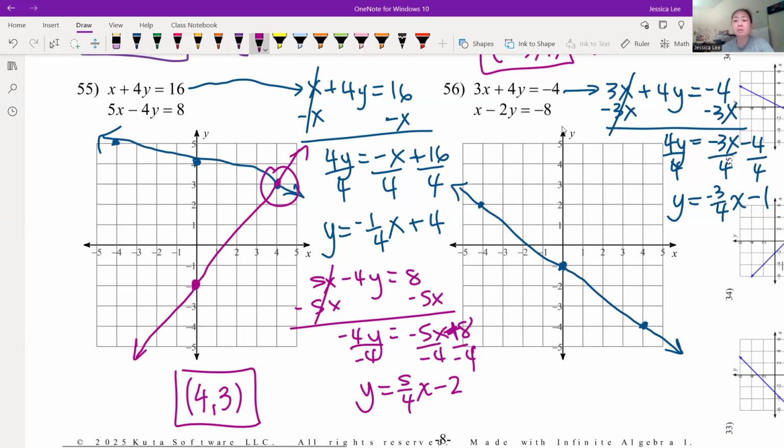So we have this, and we'll just write it on the bottom here. We got x minus 2y is equal to negative 8. And we're going to, or not add x, we're going to subtract x on both sides. And we have negative 2y is equal to negative x minus 8.